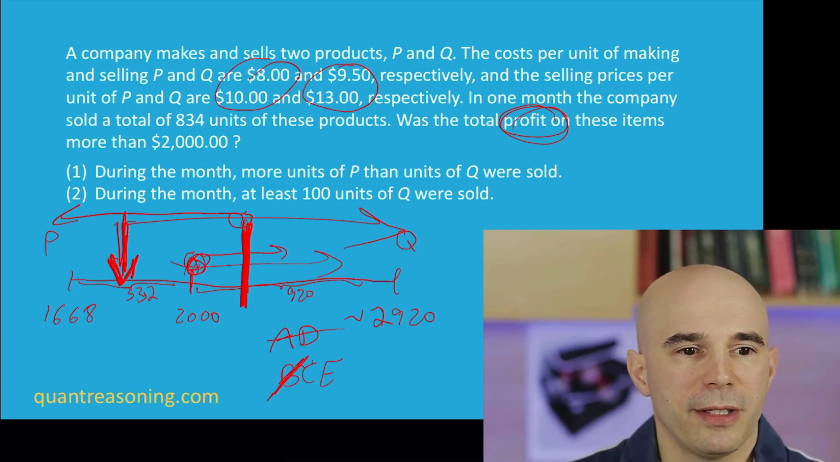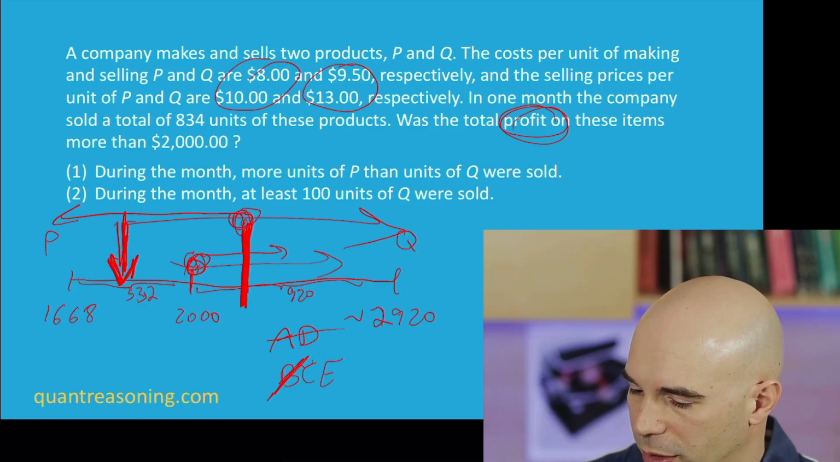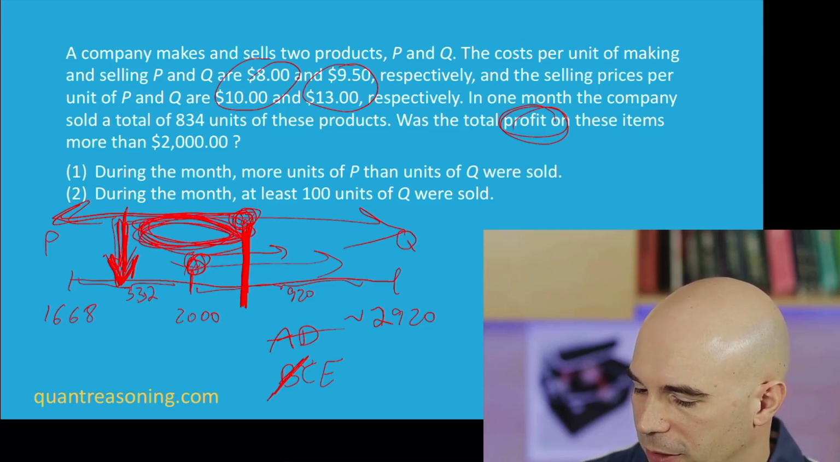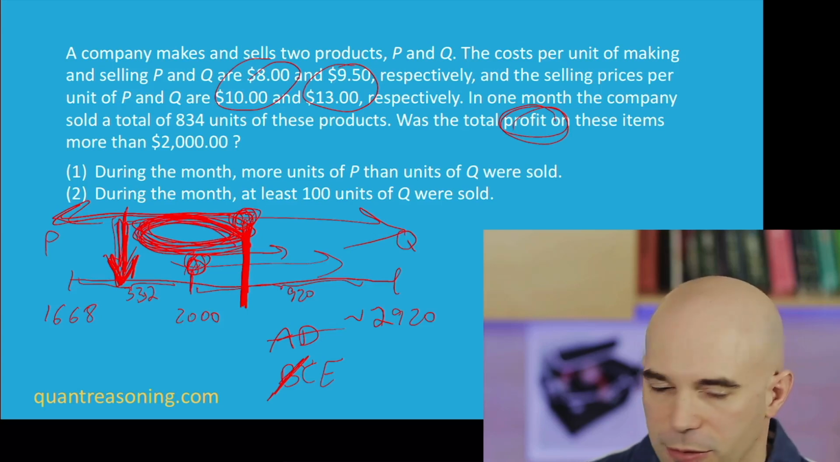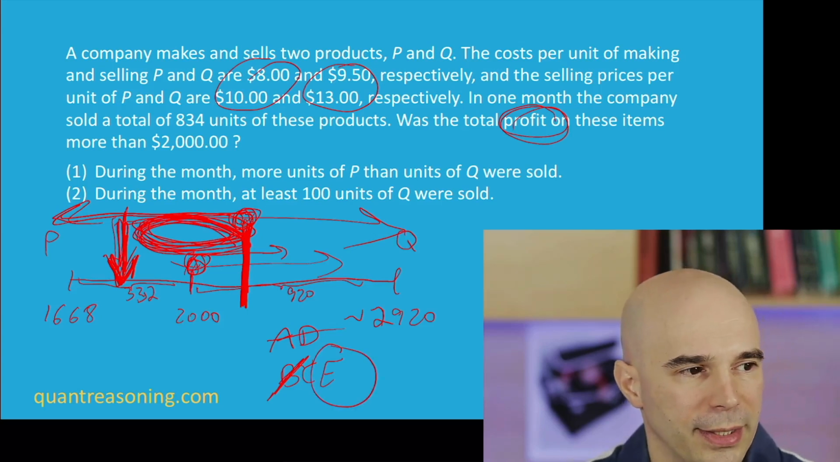Now the best part of this diagram is when we combine the statements, because what do we know? We know that we're to the left of the midpoint from statement 1. We know we're to the right of this arrow from statement 2. So we're somewhere in this cloud in here. But you can see visually, I still don't know which side of 2,000 I'm on, and therefore the correct answer is E.